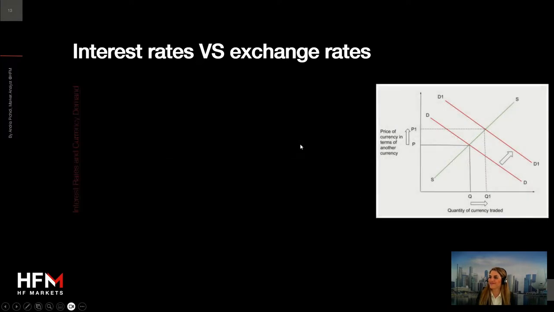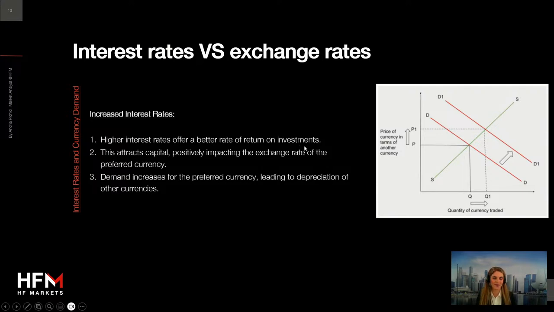Okay, let's move on. I know that we haven't touched on what inflation is yet, but one step at a time. I want you firstly to understand interest rates and how they affect exchange rates, and then we will move to inflation in order to understand the combination of these two concepts: inflation with interest rates, and how they affect the exchange market.